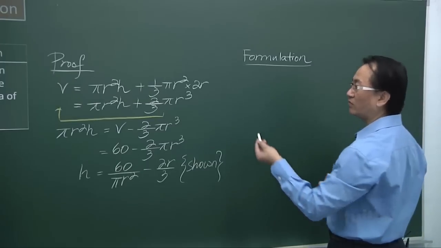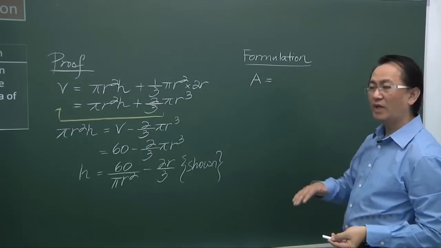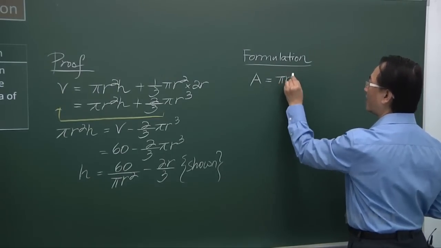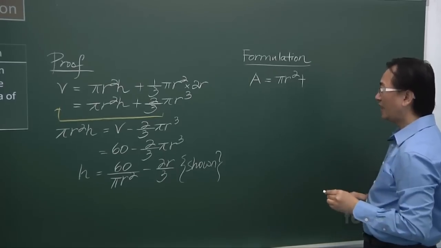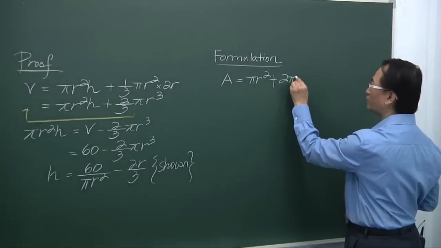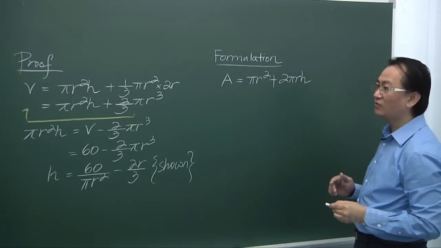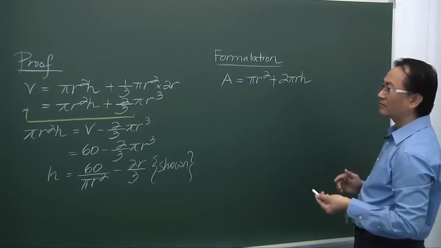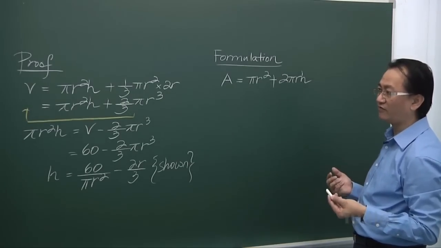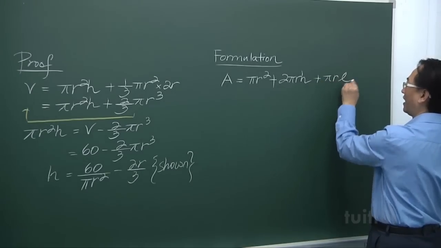So formulation, we are looking at the surface area. So A is equals to, we have the top circular surface, and that is pi r squared. Then we have the curved surface of the cylinder. We have the circumference 2 pi r times the height h. Then we would have the curved surface area of the cone. That is pi r l.